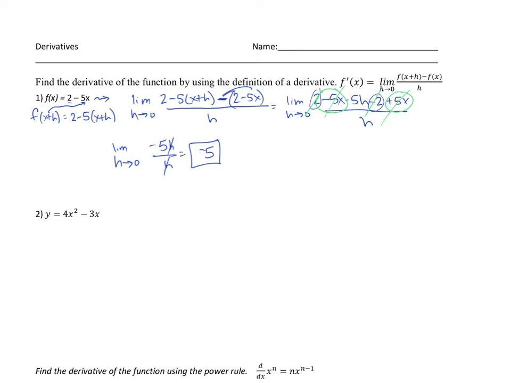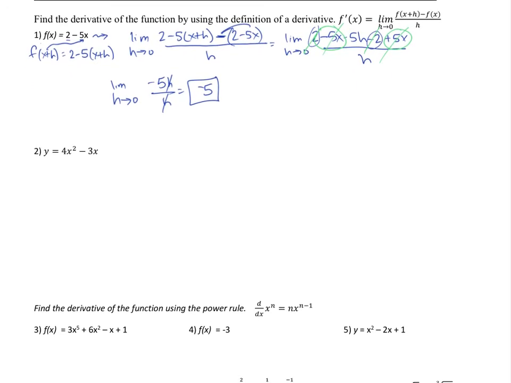So for number 2, let's move this up. And on number 2, we've got y equals 4x squared minus 3x. So let's take a look at this and we will see what we got here. So for this one, my f of x is this. So my f of x plus h is going to be 4 times x plus h squared minus 3 times x plus h. So that's what my f of x plus h value is going to be.